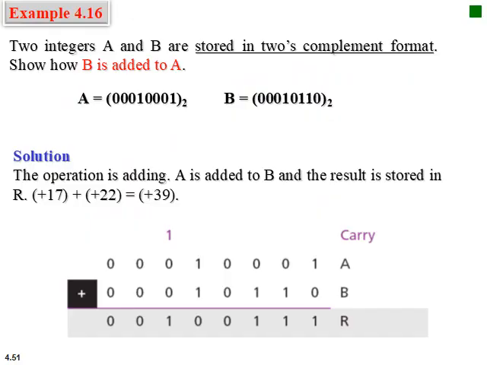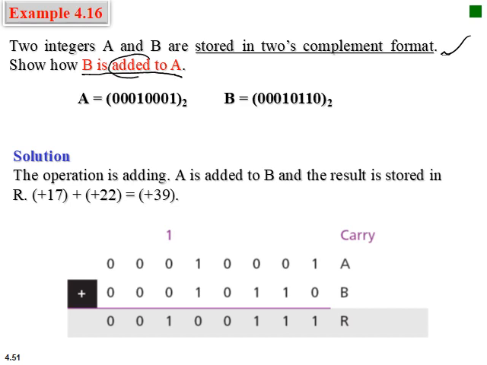Let's look at more examples. So here we have 2 integers A and B. Again, that's stored in 2's complement format. So take note of that requirement there. Show how B is added to A.